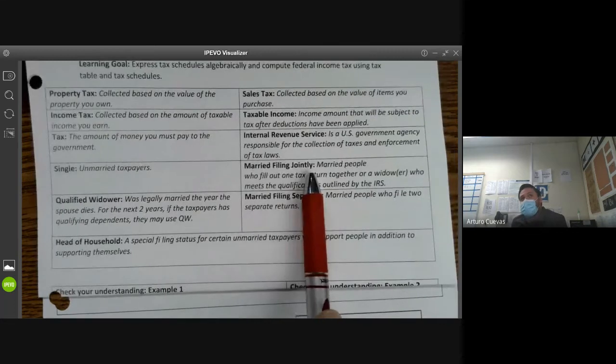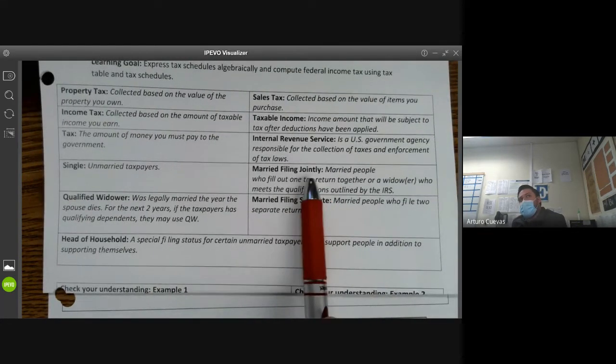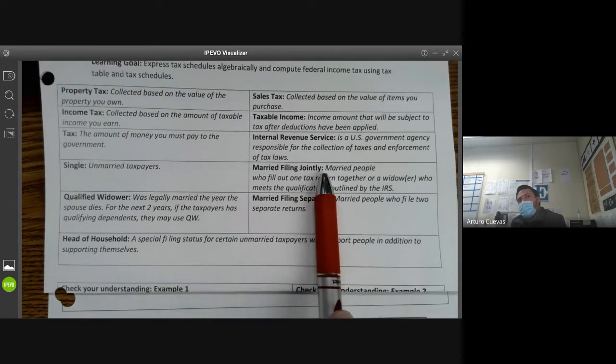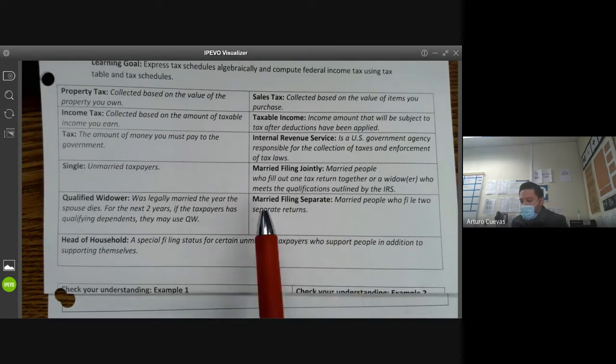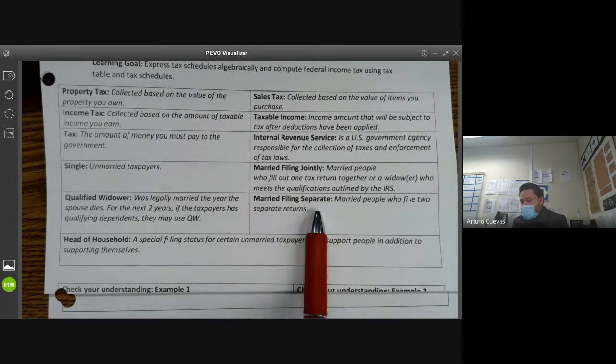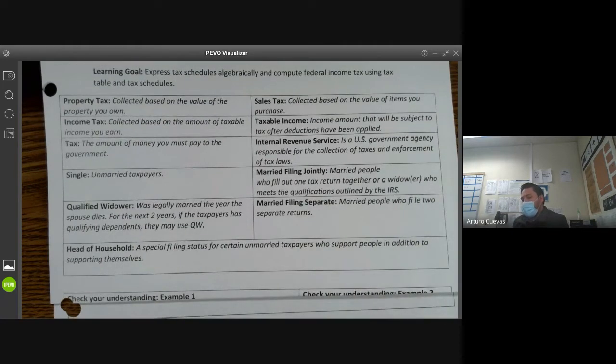Married filing jointly, this is what I do because I'm married and my wife also works. So we are married and we're filing together. That means we're combining all the money that we make together and paying taxes on everything together. Married filing separate means what it says. You're filing it separately. I'm married, but I'm filing it separately.